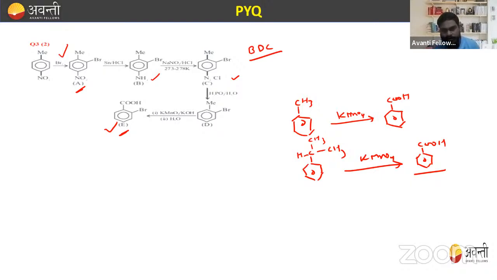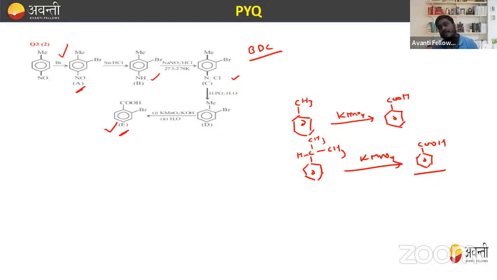Any doubt related to this question, beta? First of all, we know that the methyl group is an electron donating group, so substitution takes place at ortho and para positions. The ortho position here is free, so substitution takes place at the ortho position. Now, when this is treated with Sn and HCl, reduction of NO2 takes place in the presence of Sn and HCl. Now, after this, when NH2 is treated with NaNO2 and HCl, diazotization takes place and N2Cl is formed.